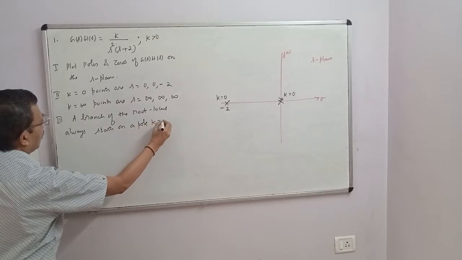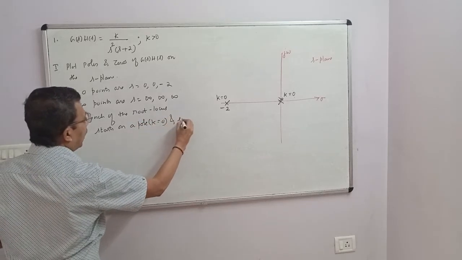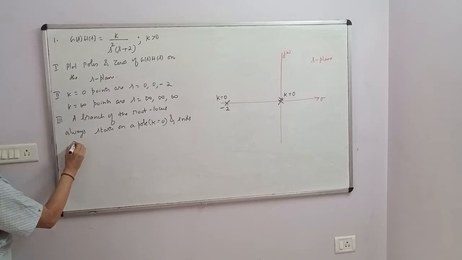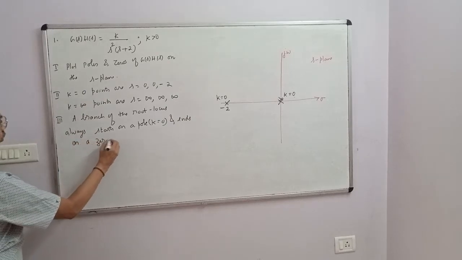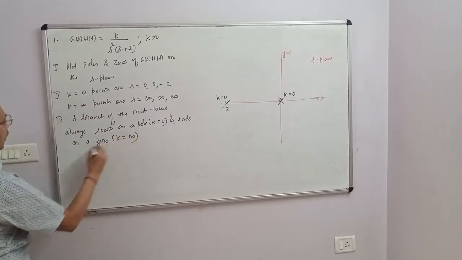Pole means k is equal to 0, and the locus ends on a 0. 0 means k equal to infinity.